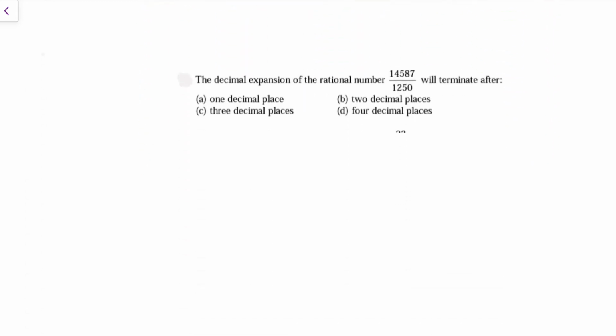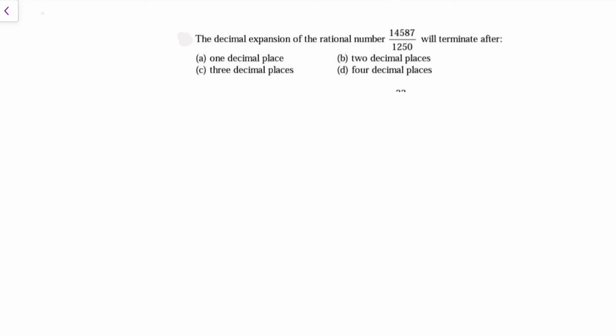Next question. The decimal expansion of the rational number 14,587 divided by 1250 will terminate after how many decimal places? So from the beginning onwards I am saying whenever they are asking about the termination or decimal places, definitely we need to worry only about the denominator. So here the denominator is 1250, simply do prime factorization of 1250.